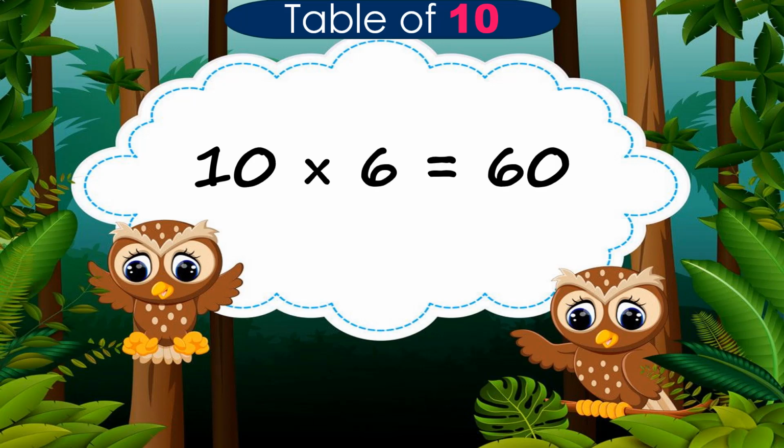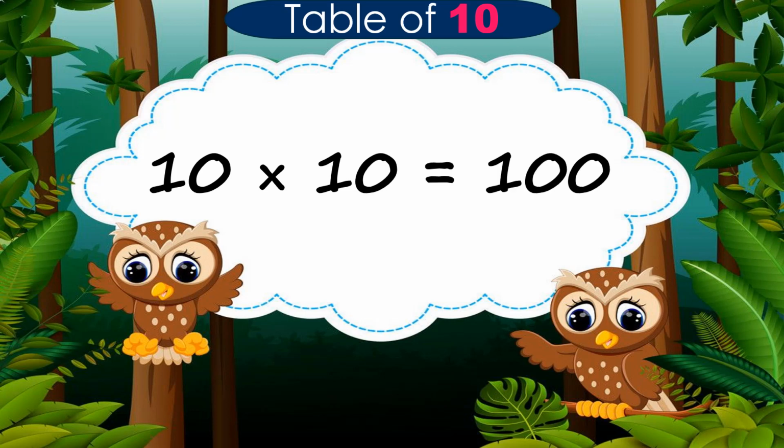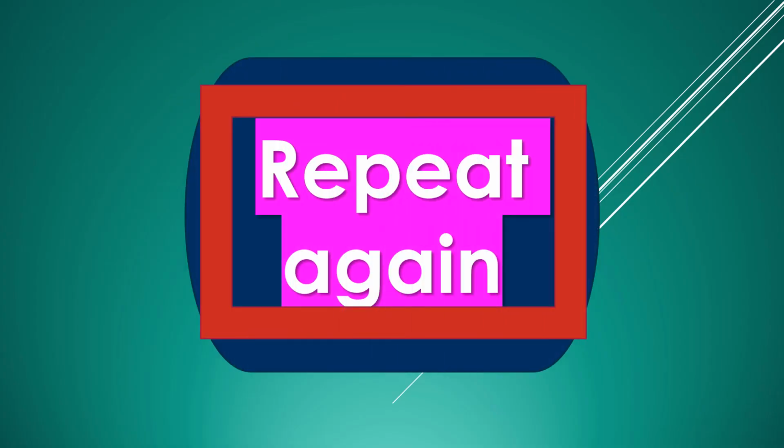10 sixes are 60. 10 sevens are 70. 10 eights are 80. 10 nines are 90. 10 tens are 100. Now repeat again.